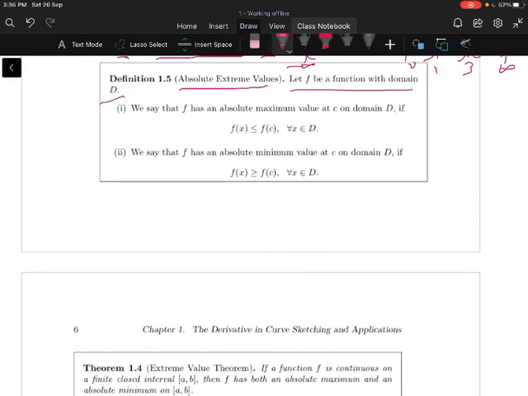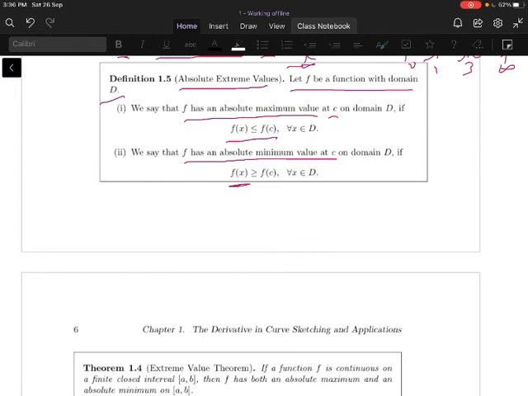Let f be a function with domain D. We say that f has an absolute maximum at c on a domain D if f of x is less than or equal to f of c. Then you can say that f of c is an absolute maximum value for all x belonging to D. Then we say that f has an absolute minimum value at c on a domain D if f of x is greater than or equal to f of c. That is, f of c is less than or equal to f of x for all x belonging to domain D.